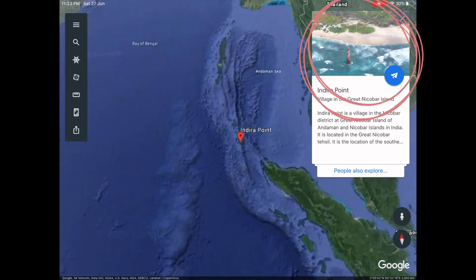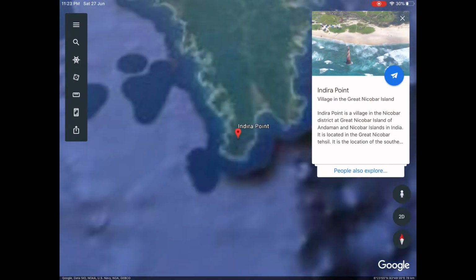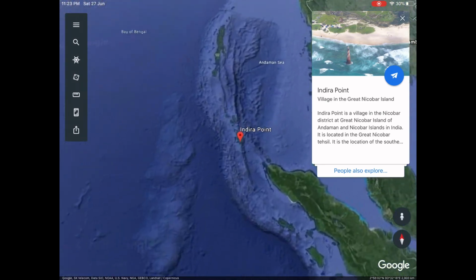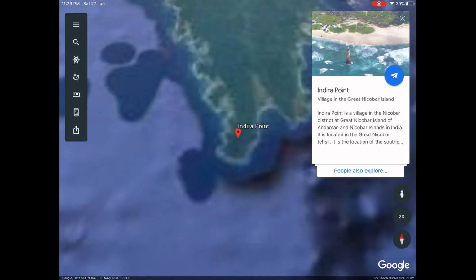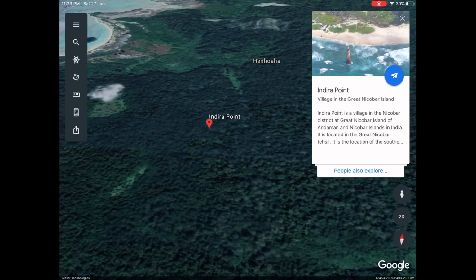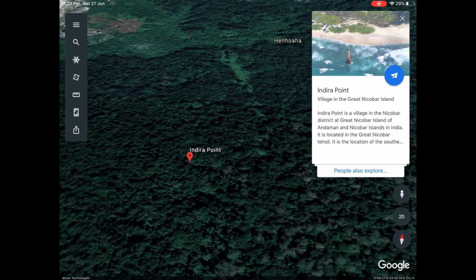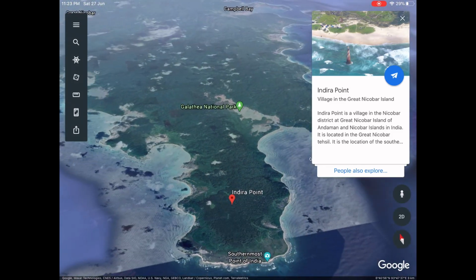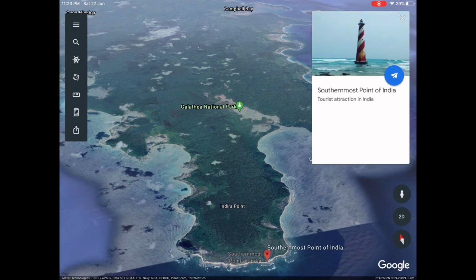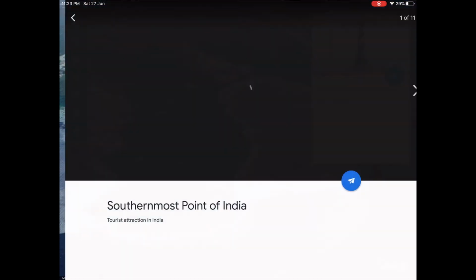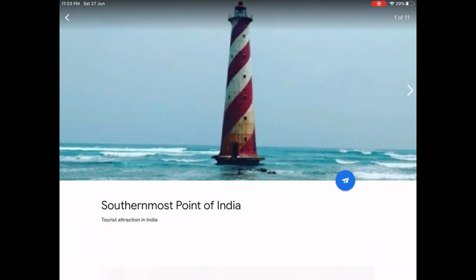As you can see in this picture as well, this shows us Indira Point. Today it is submerged, but it is in Andaman. So this is the southernmost point. As you see, here it is written southernmost point of India.